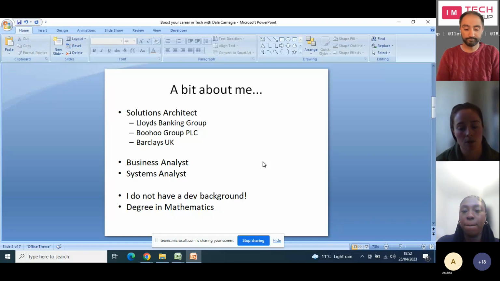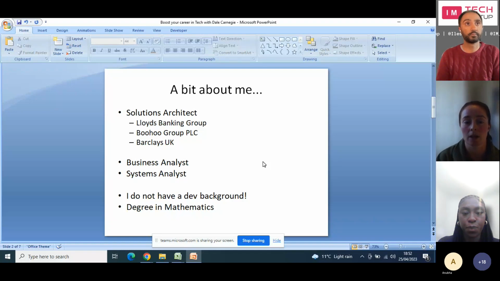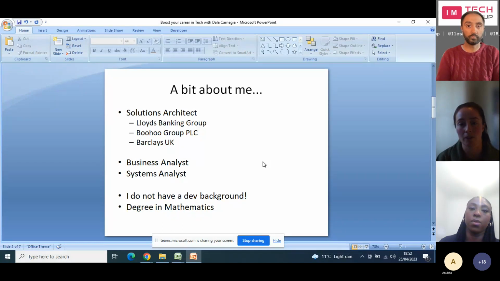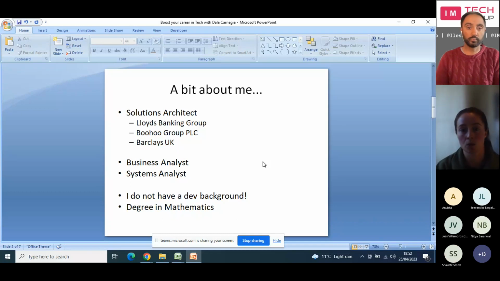I think it's really important to mention that I don't have a dev background. I'm a solutions architect, but I do have a technical degree, which was in maths. A lot of people think that to be in a technical role, you need to have a very technical background. I haven't necessarily had that route, and I've ended up in quite a technical role. It's important to highlight that you don't have to go into specific roles and specific routes, which relates to this talk that I'm going to do now.